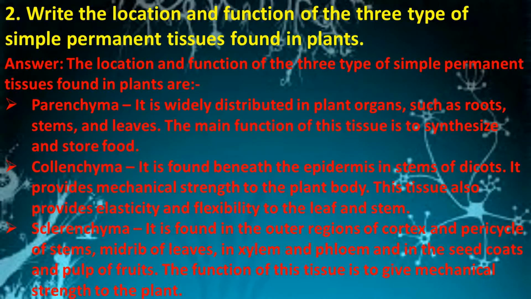Sclerenchyma. It is found in the outer region of cortex and pericycle of stems, midrib of leaves, in xylem and phloem, and in the seed coats and pulp of fruits. The function of this tissue is to give mechanical strength to the plant.